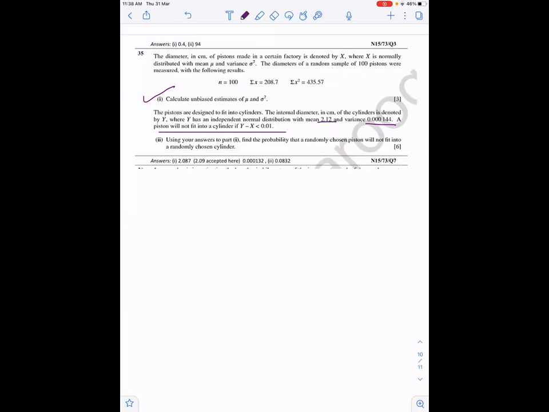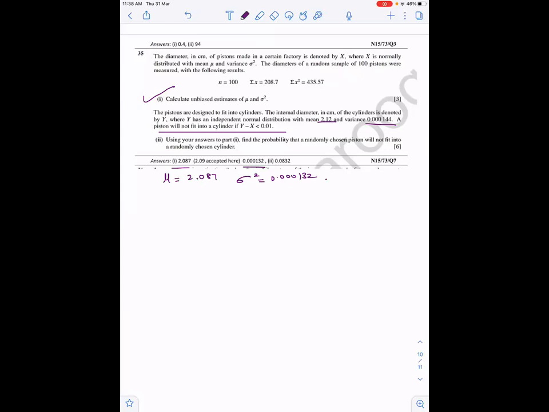Let's do the first part. First part तो हो चुका है. हमारे पास ये आंसर है, यहीं से कॉपी कर लेते हैं, ये और ये वाला. ठीक है ना? So minus 2.087 and the variance is 0.000132.